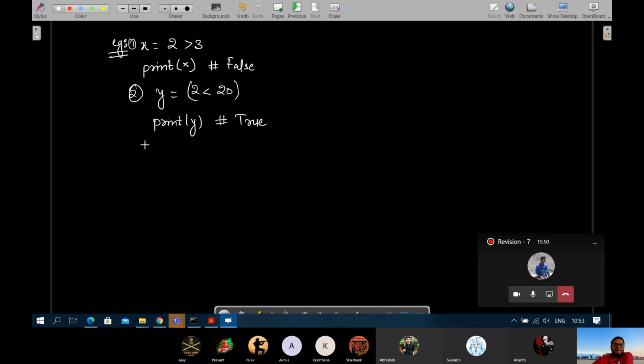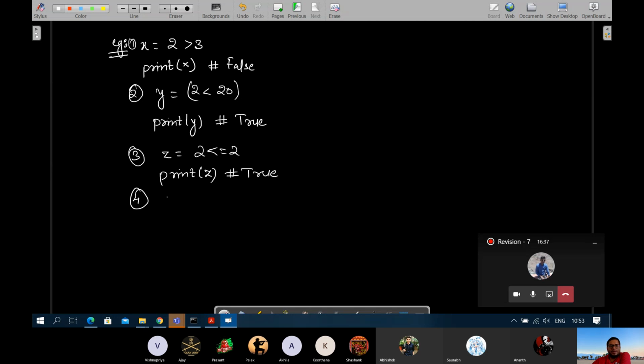Now, if we write z is equals to 2 less than equals to 2, what will be the answer? इस केस में आंसर विल बी ट्रू. ठीक है.